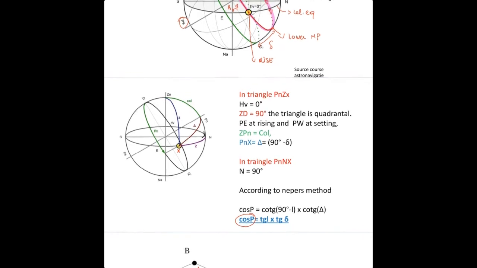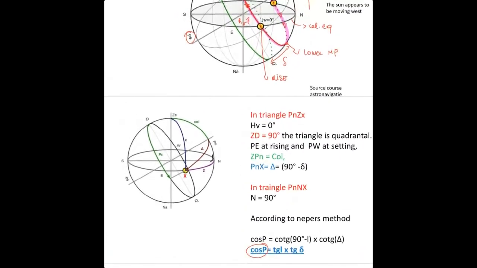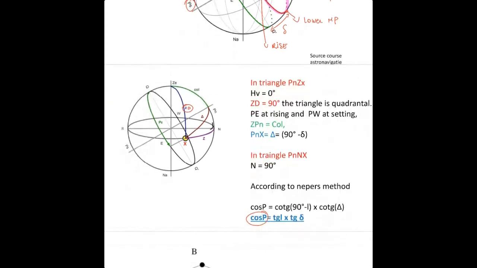If we take a look at this drawing, when the sun is on the celestial equator, the zenithal distance, which you have here, is, I think you can all say this together, 90 degrees. Why? Because the altitude when the sun is on the celestial equator will be 0 degrees, and zenith distance plus altitude always equals 90 degrees. So when our sun is here in position X, our zenithal distance will be 90 degrees.